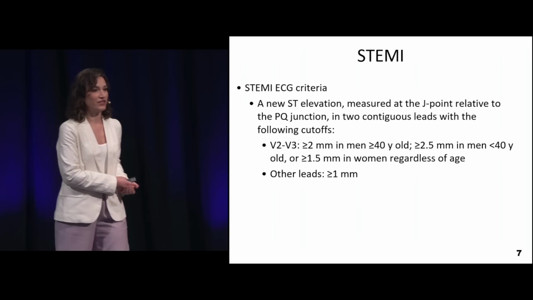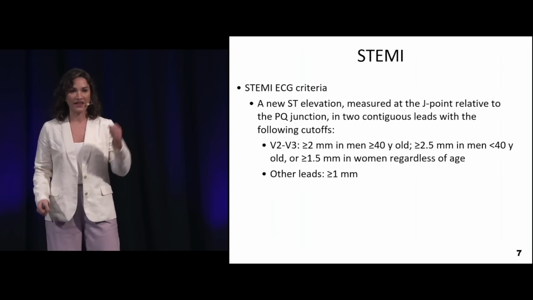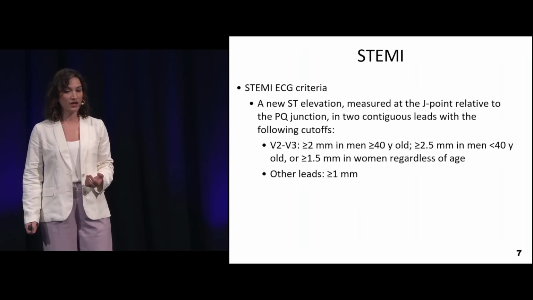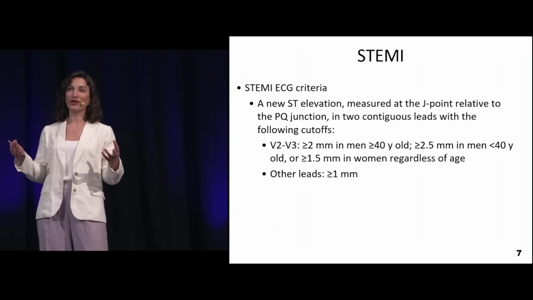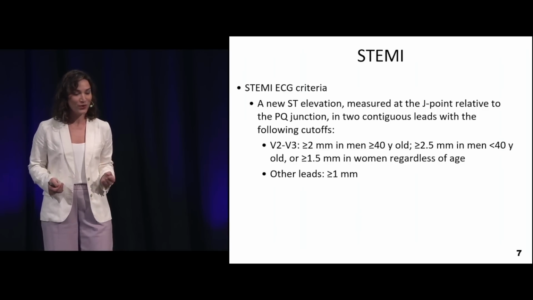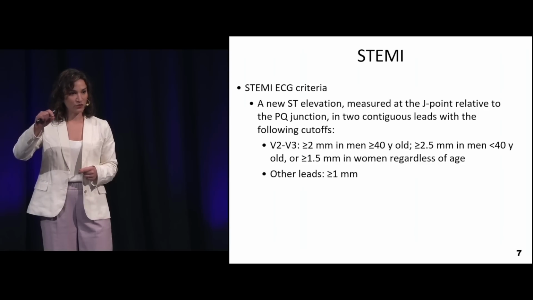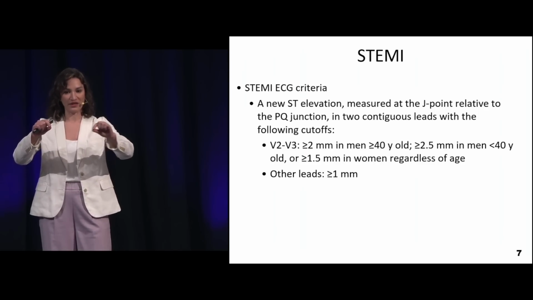All right, let's get into it. So let's talk about STEMI. What are the EKG criteria for saying this person has a STEMI, we are activating the cath lab? It's pretty straightforward. Basically, it is a new ST elevation. Hopefully we have an old EKG to compare to. We don't always have that, but a new ST elevation, it's at the J point is where you're measuring it. And of course, that's relative to the PQ junction, the baseline.